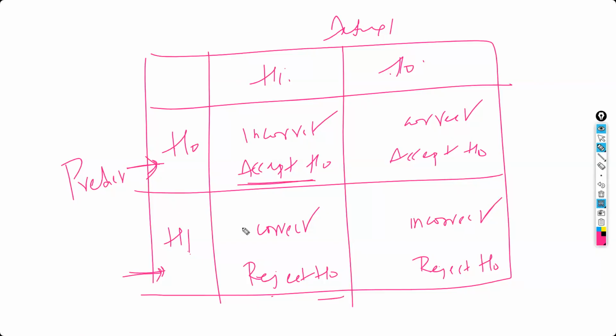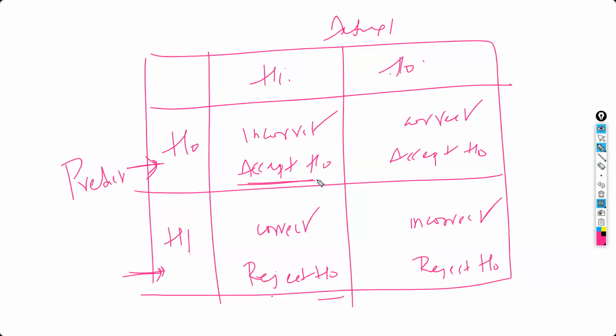Now see, earlier incorrect was here. Now incorrect has come to this position. There is no rule that incorrect acceptance of H0 will be in the second cell only, or that incorrect rejection of H0 will be in the third cell only. Nothing like that. The concept is locked. Is the point clear, guys, for everyone?